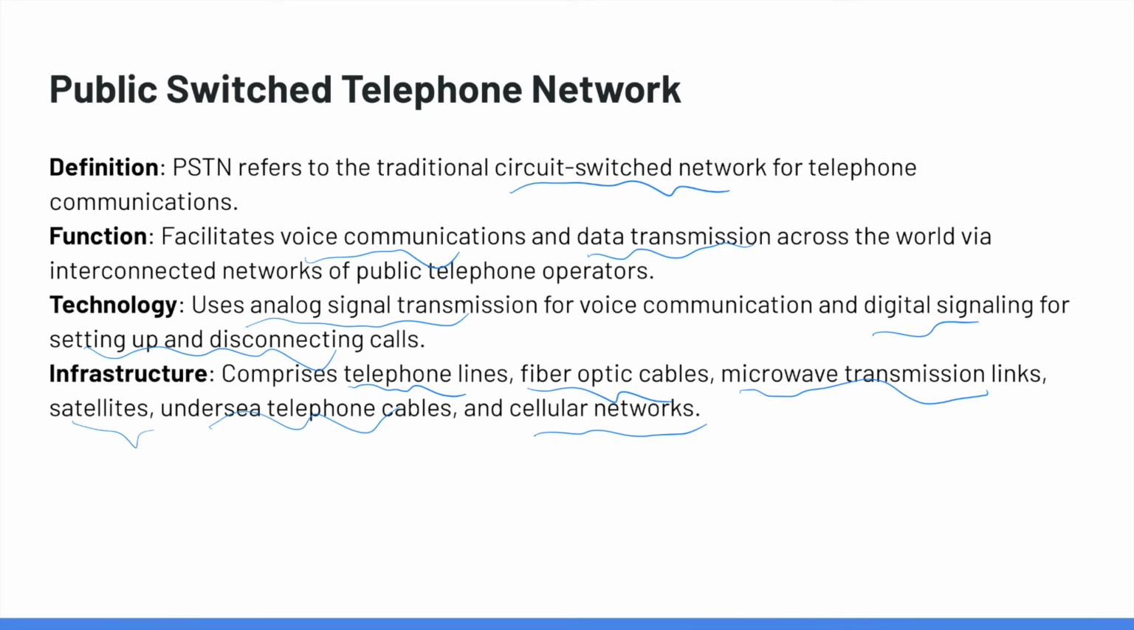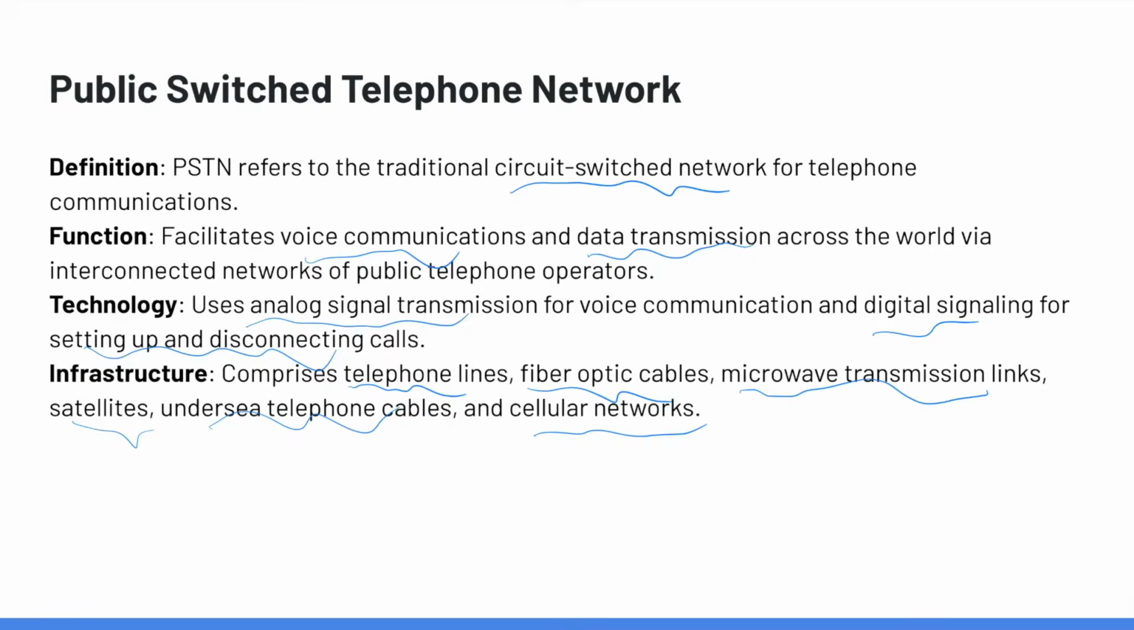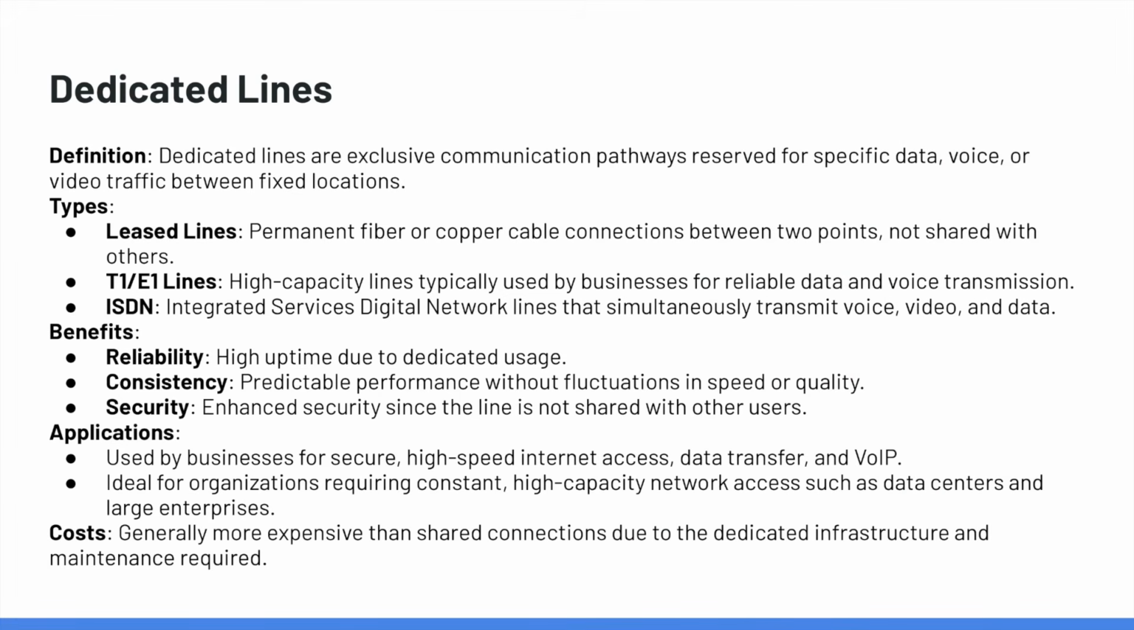But in general, I think most questions are just going to involve something like this. The next concept is dedicated lines. These are basically lines, could be fiber optic, could be copper, that are dedicated to a specific purpose, usually for more high volume communications. So these are exclusive communication pathways reserved for specific data, voice, or video traffic.